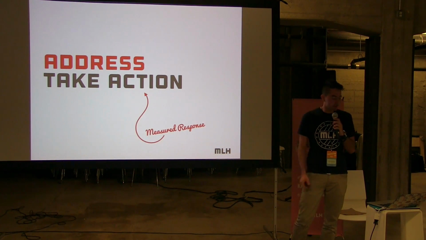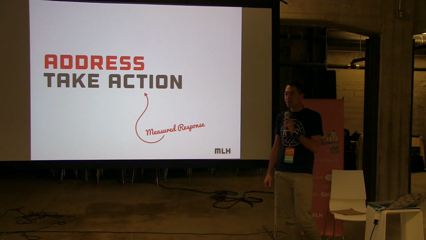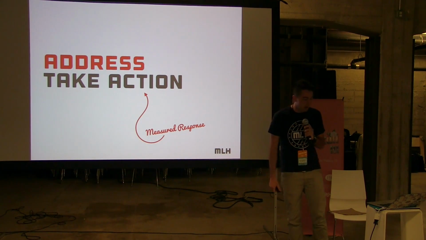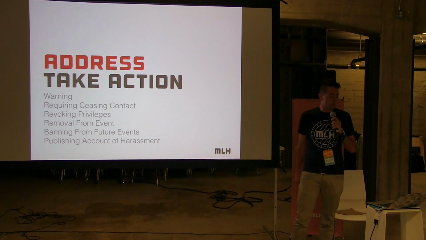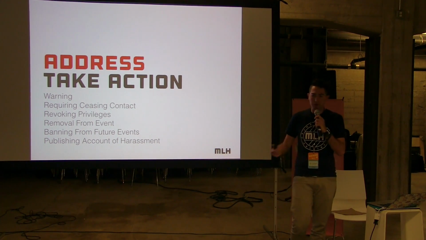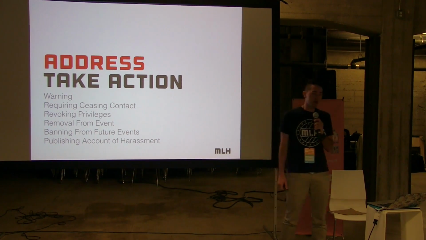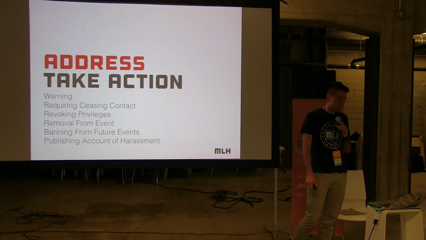And the key to this action is that it's a measured response, right? So if it's an offhand comment, we probably don't ban them for the rest of their life. We might issue them a warning, though. We might require them to cease contact. We might revoke privileges. We might remove them from the event. We might ban them from future events. And we might publish an account of the harassment, depending on what happened.